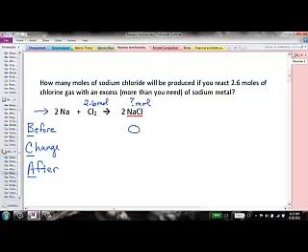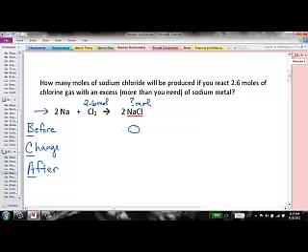It's asking me for moles of sodium chloride, and it says I have an excess but I don't know how much of the sodium. Excess meaning I have as much as I need. And so on these problems, what we're going to assume is that after the reaction, both of those are going to be 0. We're doing that because we're just making the assumption that they react exactly.